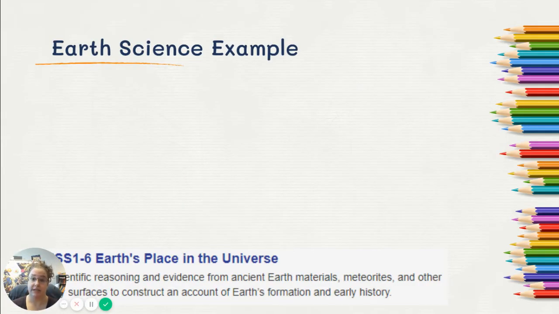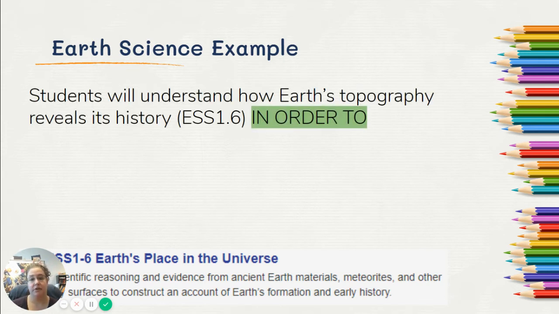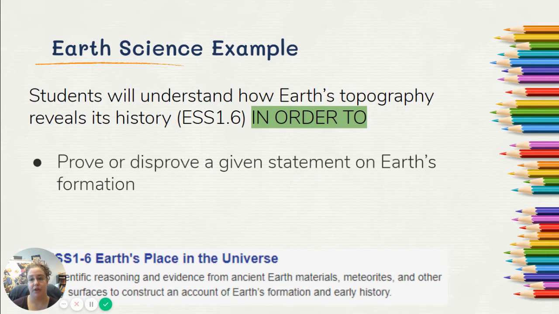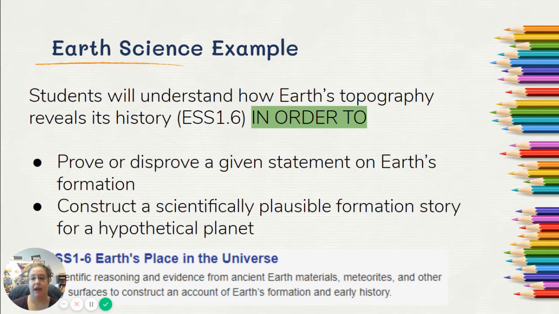One more earth science example. Again, a very detailed standard that I'm building this off of. Students will understand how Earth's topography reveals its history, ESS 1.6, in order to prove or disprove a given statement on Earth's formation and construct a scientifically plausible formation story for a hypothetical planet.